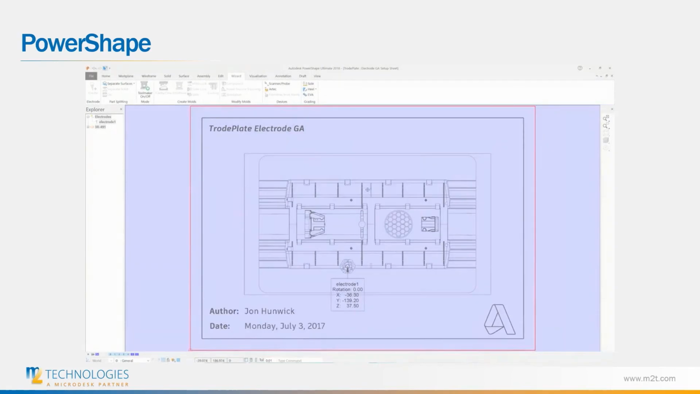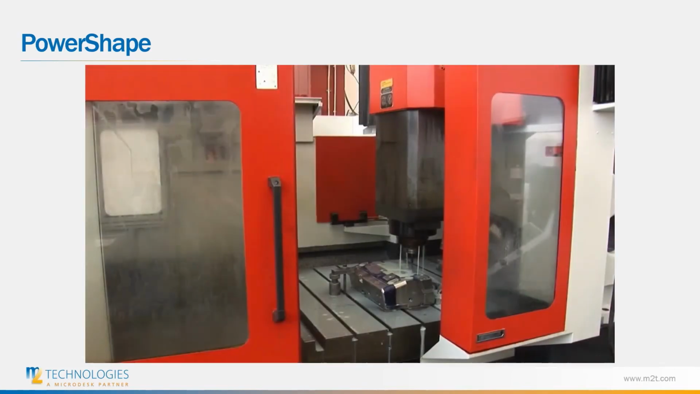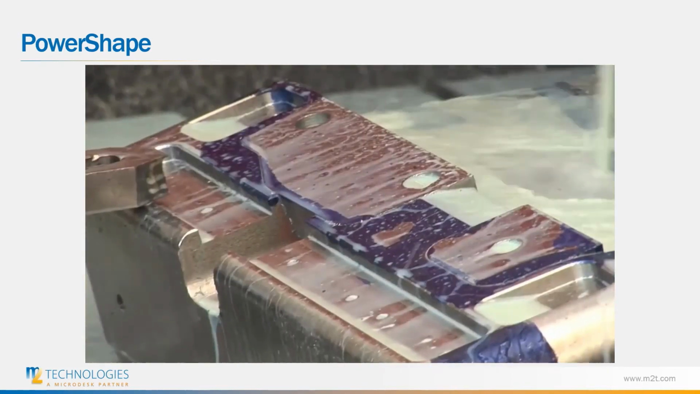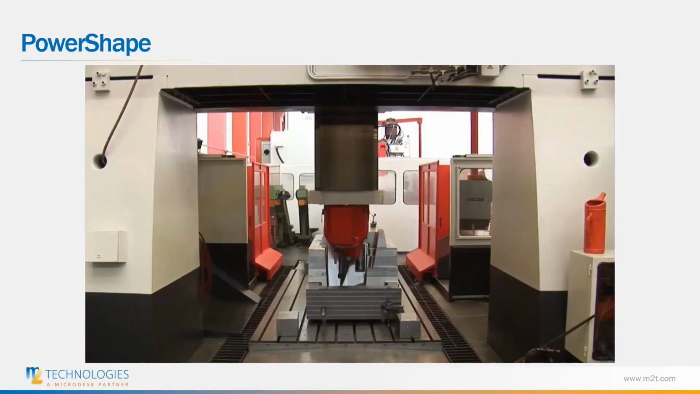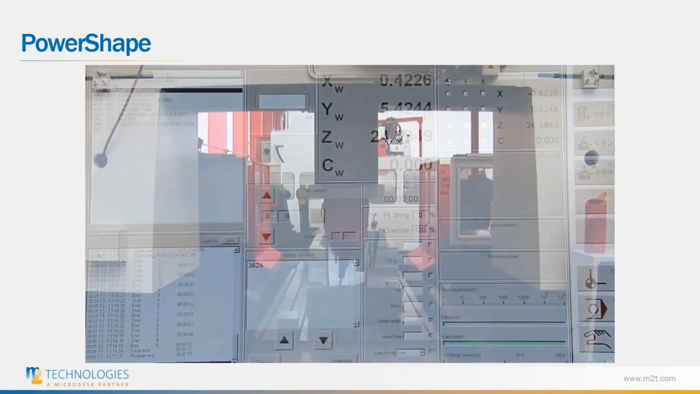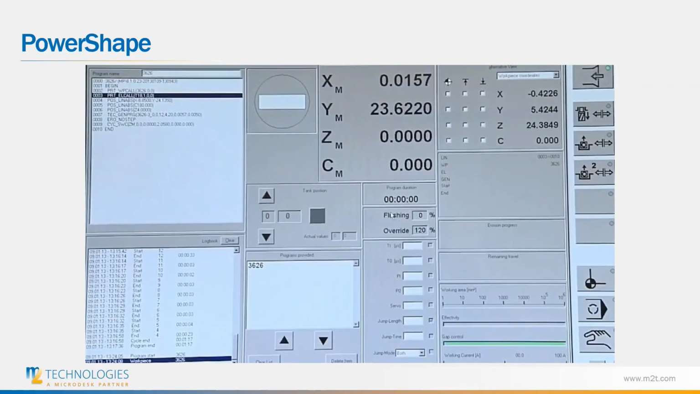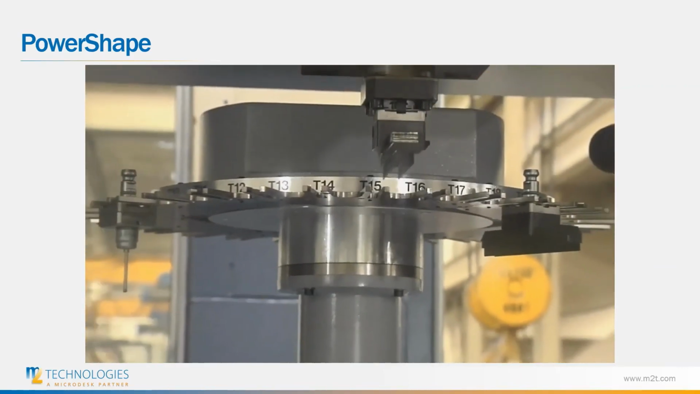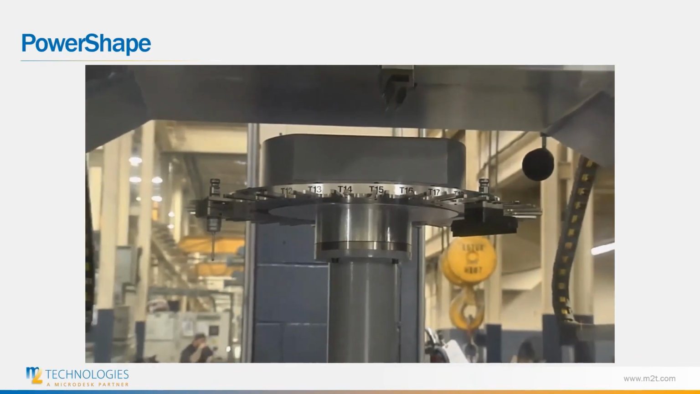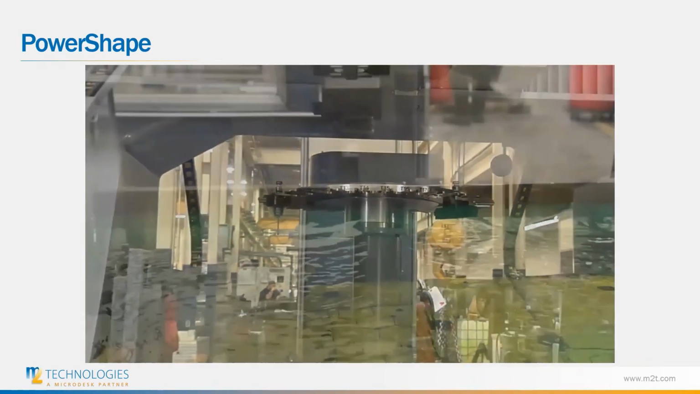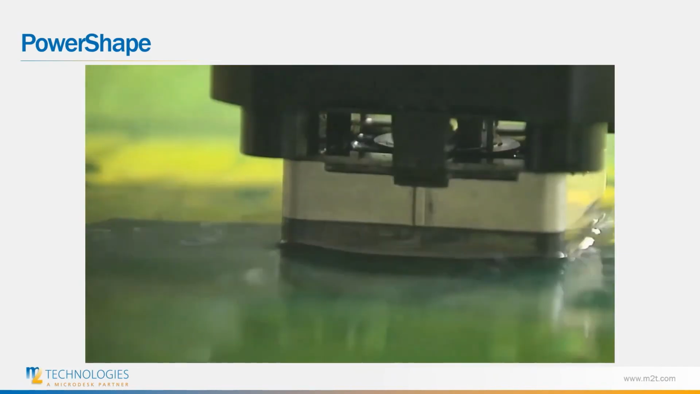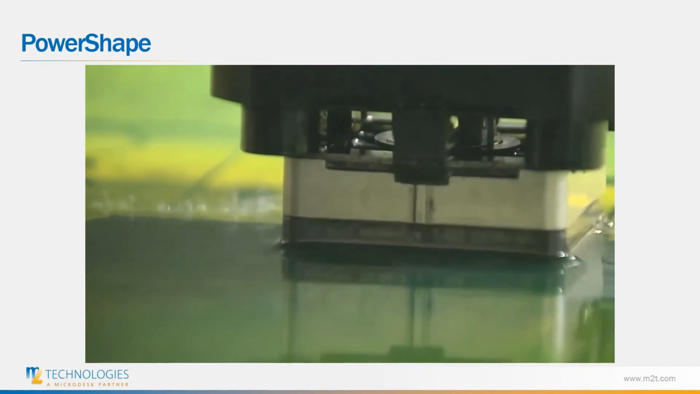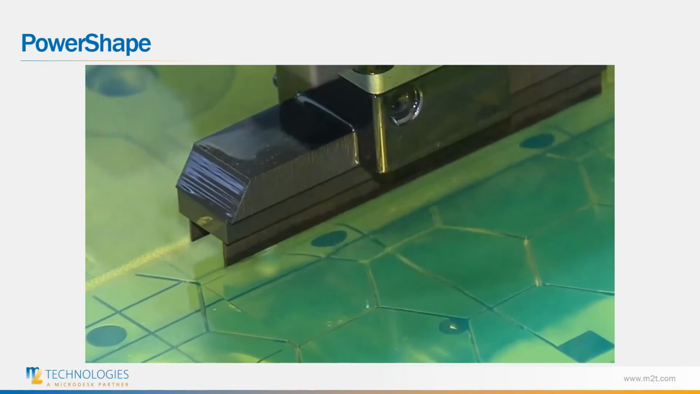EDM is usually used after the majority of the machining has already been finished. Any mistake at this stage could be disastrous. Power Shape automates the setup of the EDM itself, removing the possibility of human error. Finished electrode geometry, setup sheets, and EDM scripts are all stored in a single .trode file, simplifying data management for all the downstream processes, including machining with PowerMill.